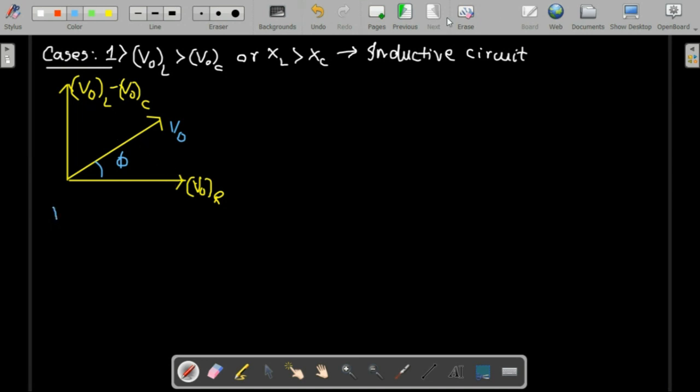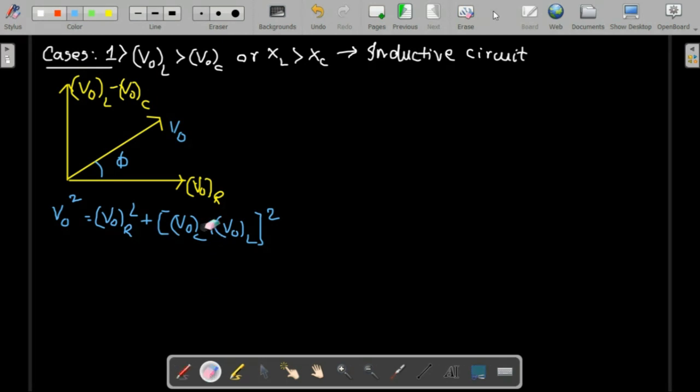If I now want to find out the resultant, I can simply take V naught square is equal to V naught R square plus the resultant. These two are together now. Please remember, we are doing the vector addition of the peak voltages, so that's important. Not plus, minus.